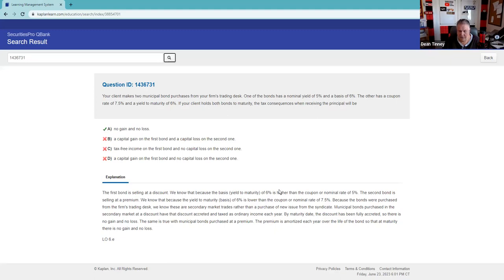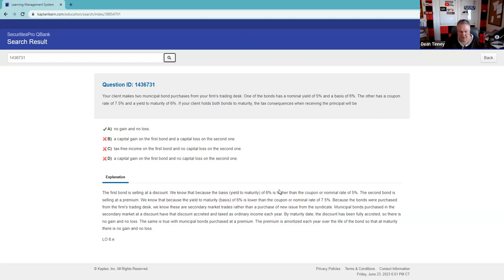Now, what you're supposed to know about buying a bond at a premium is that you have to do straight line amortization downward. You have to adjust that bond each year. So when it matures, if your client holds both bonds to maturity, the tax consequences when receiving the principal will be no gain or no loss because you've been making that adjustment each year. So that's another tough one. So let's see what the explanation says.